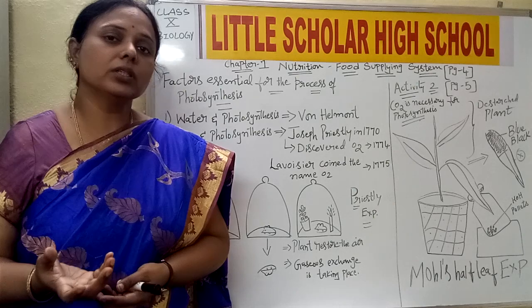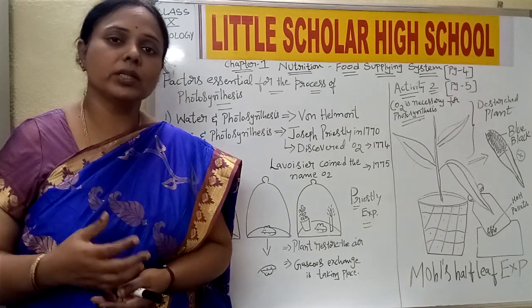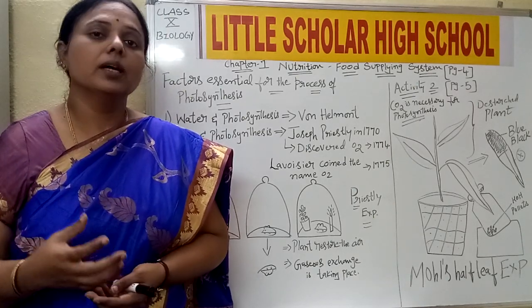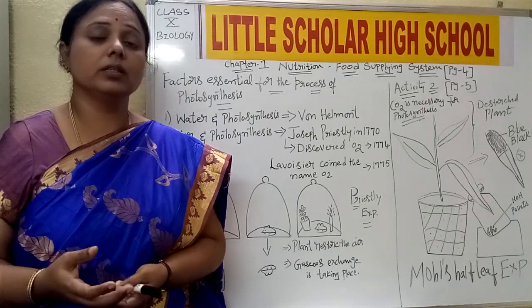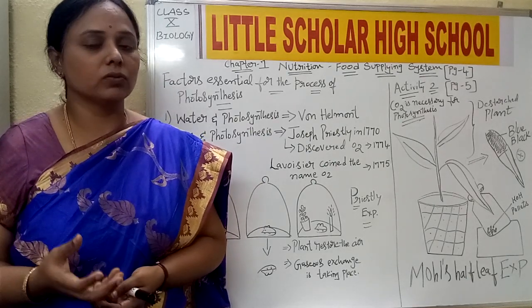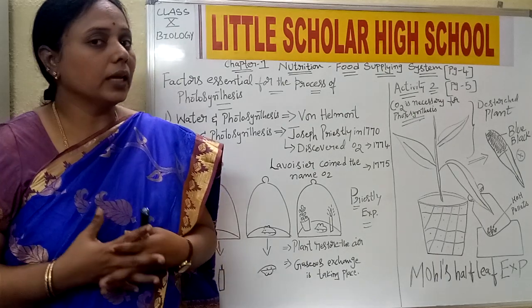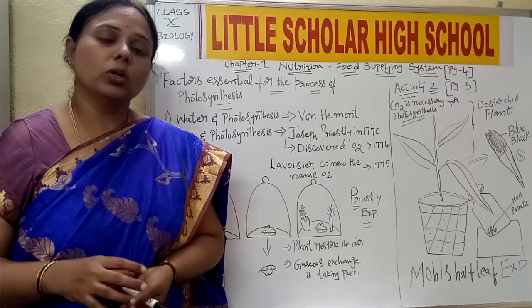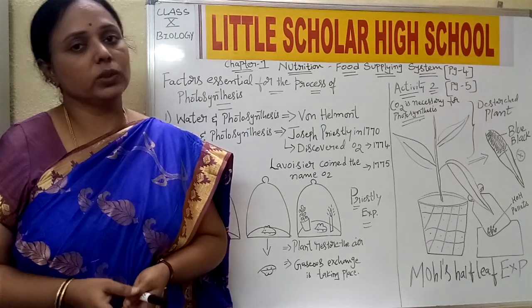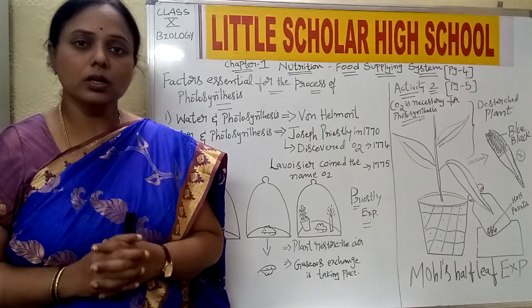Then he measured the mass of the plant and he also measured the mass of the soil, but there was not much difference in the mass of the soil, whereas there was a great increase in the mass of the plant. Through this he came to an idea, or he hypothesized, that yes, water is one of the essential factors which helps in the process of photosynthesis.